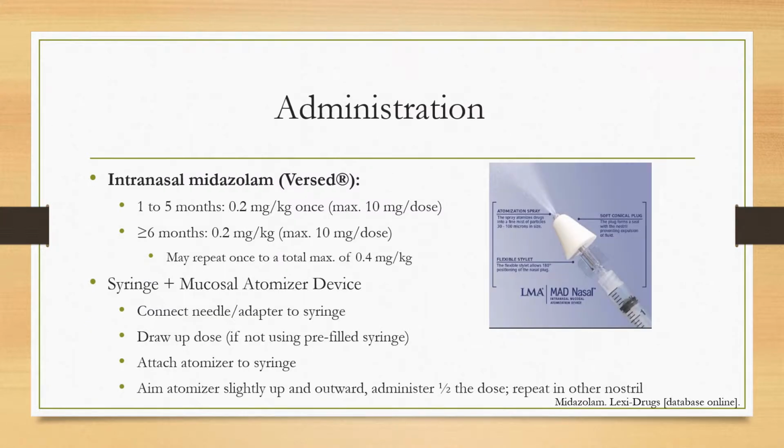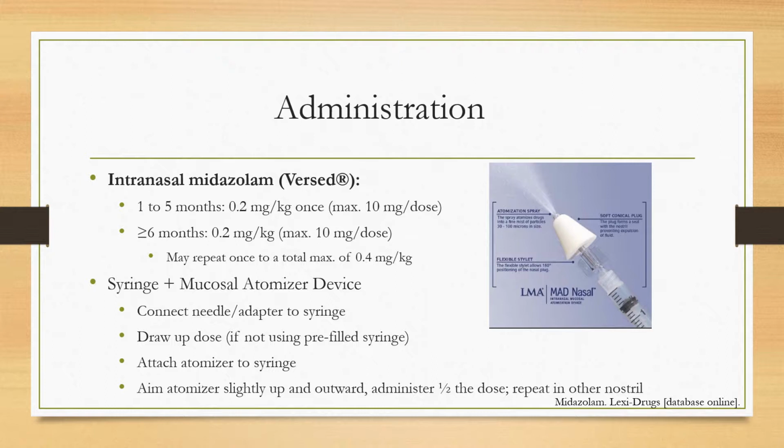There are two forms of midazolam that we can use intranasally to give patients for seizure clusters. Firstly, you may notice the brand name Versed can be used intranasally. In patients 1 to 5 months of age, you can utilize 0.2 milligrams per kilogram once with a max dose of 10 milligrams per dose. Then in infants or children 6 months and older, you can use 0.2 milligrams per kilogram, again with a max of 10 milligrams per dose. What's different here is that you may repeat the dose once to a total max of 0.4 milligrams per kilogram.